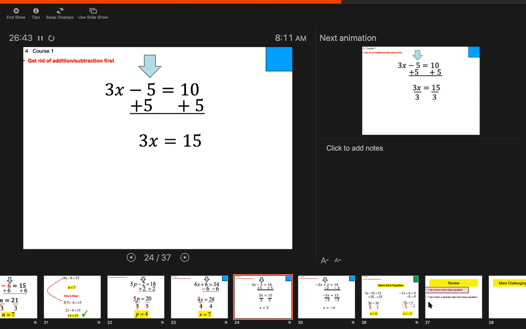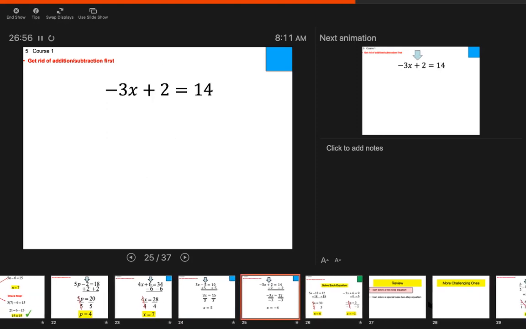Then you divide both sides by 3. Okay, and then that goes away. So the 3's cancel. We don't say cancel, we just say goes away. x equals 5. Okay, there you go. That's simple. All right, one more time.